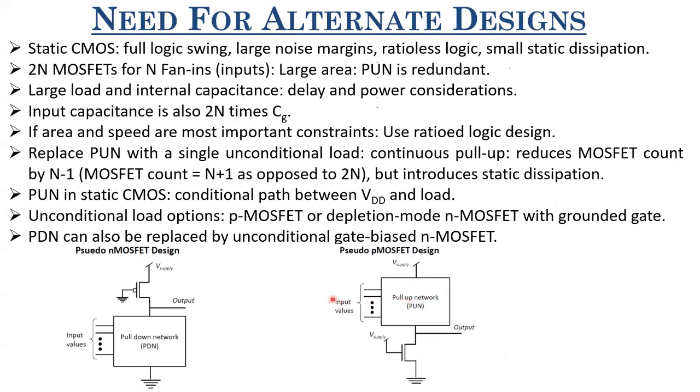Now, what is the disadvantage of this? Since it's trying to pull the output up all the time and the PDN will try to discharge it, there is a tug of war going on between the unconditional load and the PDN. That leads to a VOL which is not exactly ground. I'll discuss that tug of war in the next slide. We have to size this unconditional load properly so that VOL is small, or your logic swing is large. That is why it is called a ratioed design. Okay, let me go to the next slide.